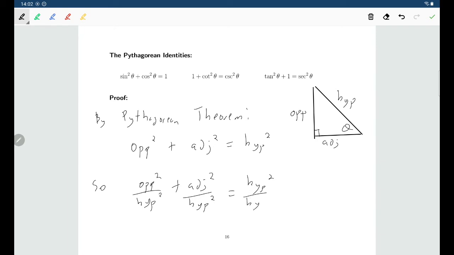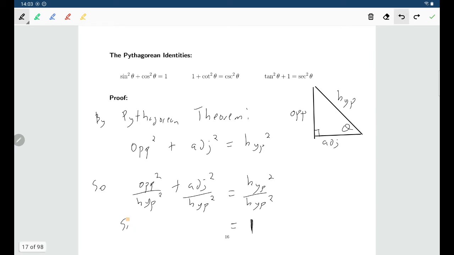And one thing cleans up really nicely, which is on the right side, hypotenuse squared divided by hypotenuse squared. No matter what the hypotenuse is, that should be 1. On the left side, opposite divided by hypotenuse, that would be sine of theta. So if you have opposite squared over hypotenuse squared, then you've got a sine theta times another sine theta. That first term is sine squared theta.